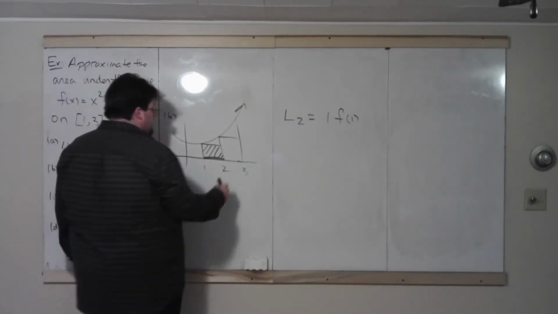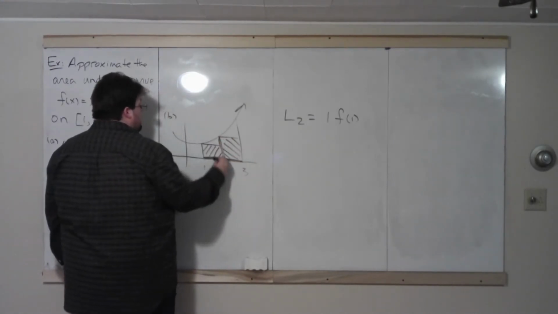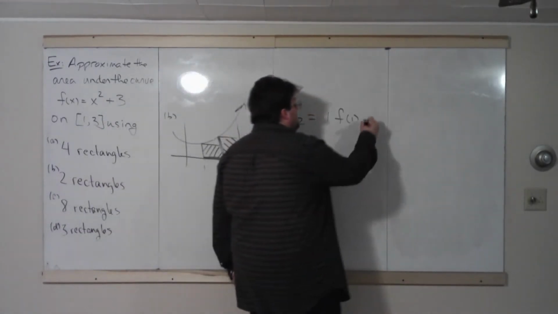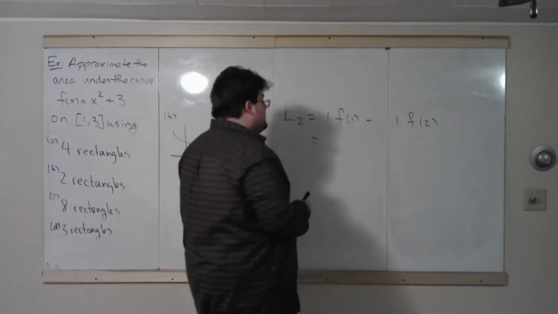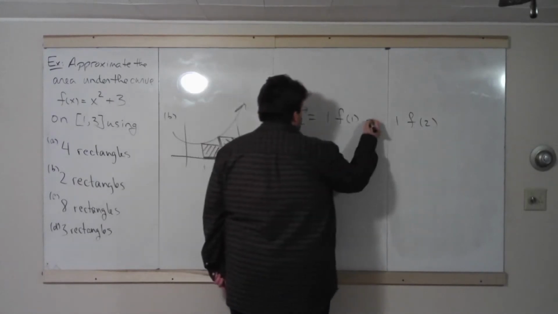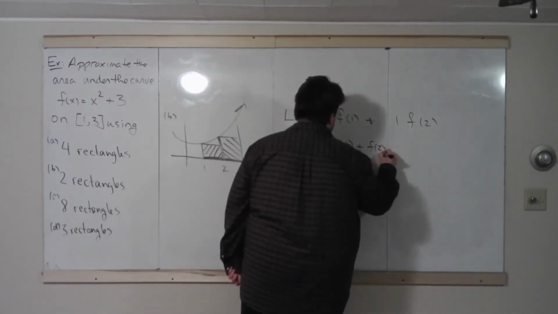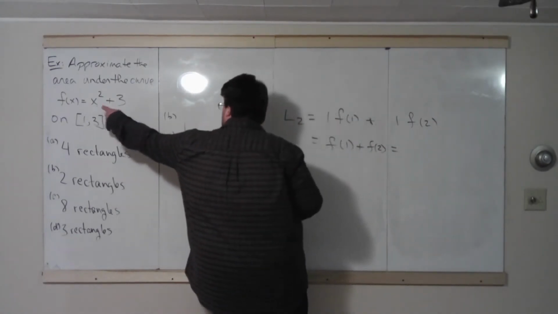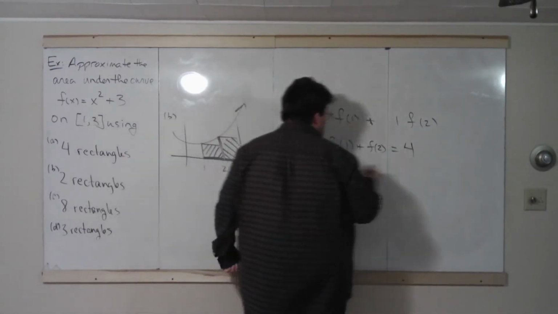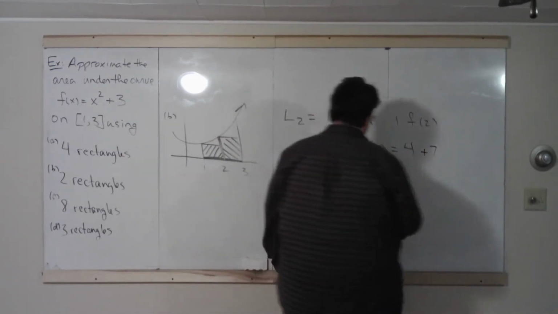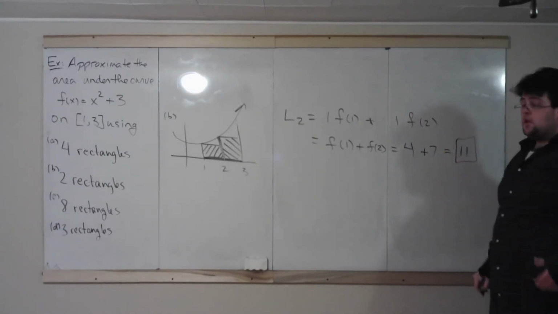The second rectangle here, the base is again 1. The height is f at 2. So plus 1 times f at 2. In this case, you could say, factor out 1 or something. I'm just going to say equals f at 1 plus f at 2. F at 1 is 4. F at 2 is 4 plus 3, which is 7. So our left-hand approximation here gives 11.